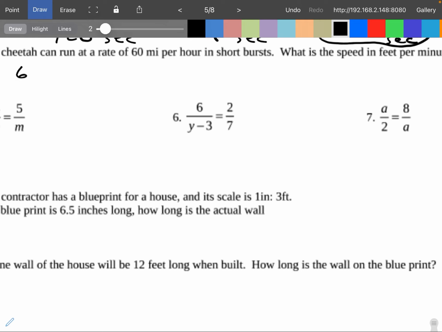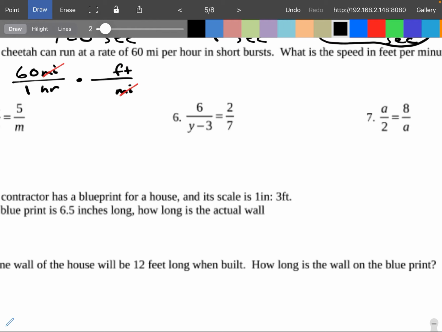So let me zoom in on this one a little bit. So here's what we're going to do. We're going to start out with 60 miles per hour. So we've got 60 miles over 1 hour. All right, so let's change from miles into feet first. Now, in order to do this, you need to know a conversion factor. You have miles on the top, and then you're going to want miles on the bottom so that the miles will cancel out. So then we're going to want feet on the top.